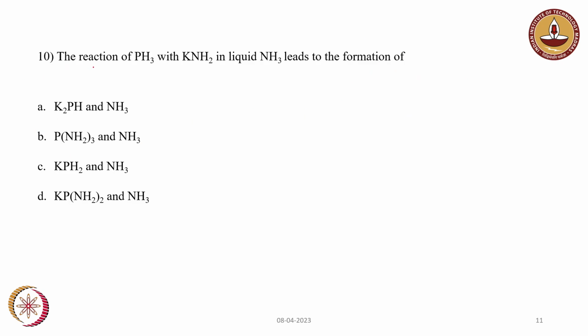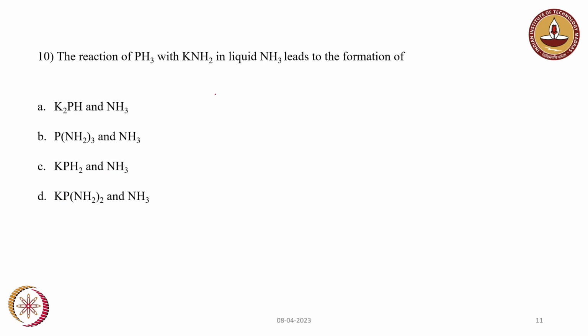The next question is: the reaction of PH3 with KNH2 in liquid ammonia leads to the formation of option A, K2PH and NH3. Option B is K3P and NH3. Option C is KPH2 and NH3, and option D is KP(NH2)3 and NH3.